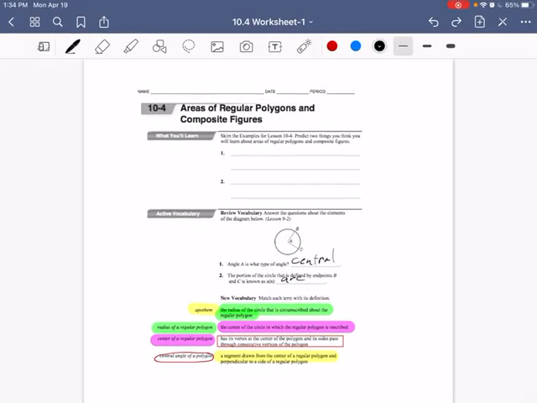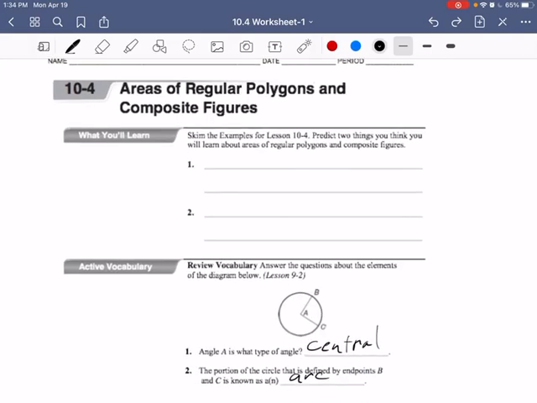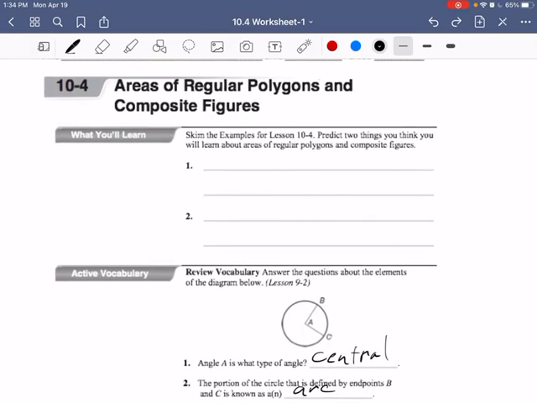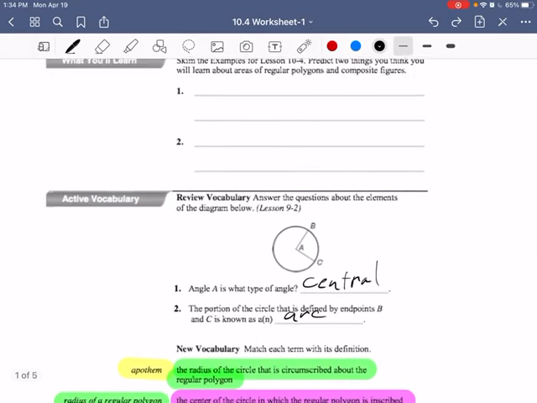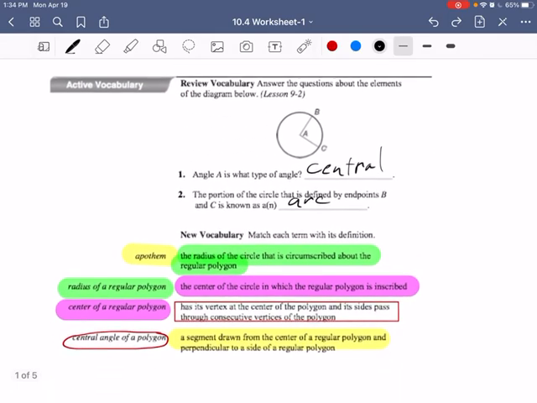Alright, we are looking at lesson 10.4, areas of regular polygons and composite figures. So you should be starting off by skimming for examples in lesson 10.4. Predict two things you think you will learn about in areas of regular polygons and composite figures. You can do that now or later.